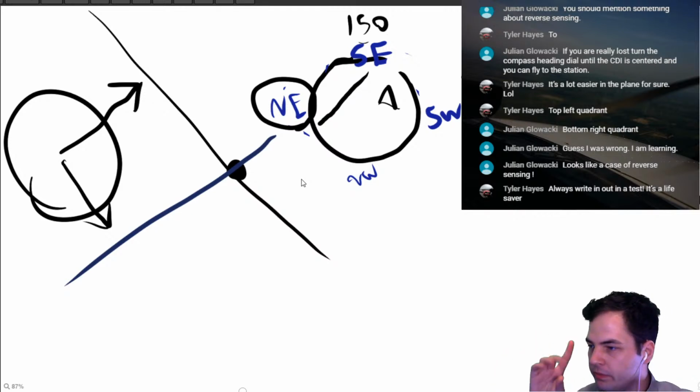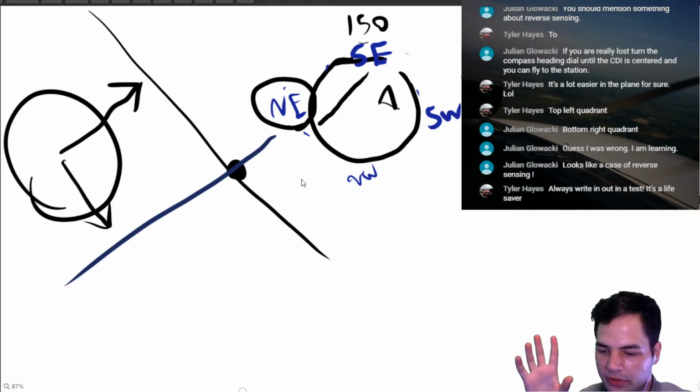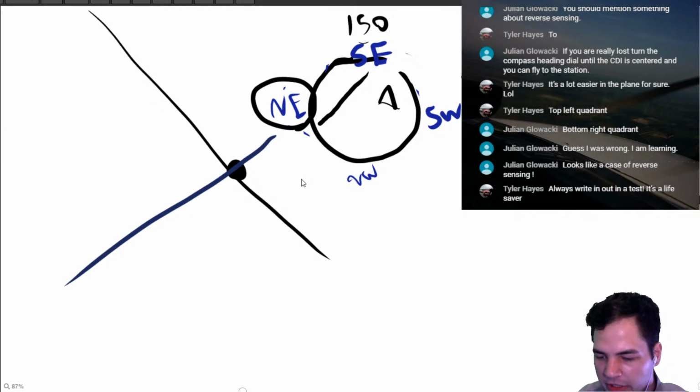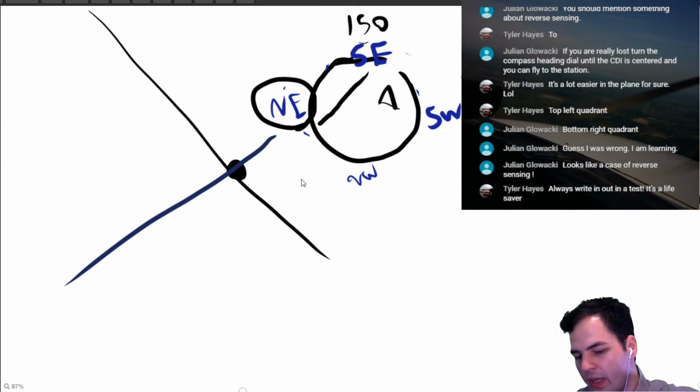So this is the first method. Draw it out, get your compass set up, or the OBS set up, with the cardinal directions. And then the secondary method that I like to do is pretend I am flying 150. And again, 150 is southeast. So my airplane's in that quadrant, flying southeast.